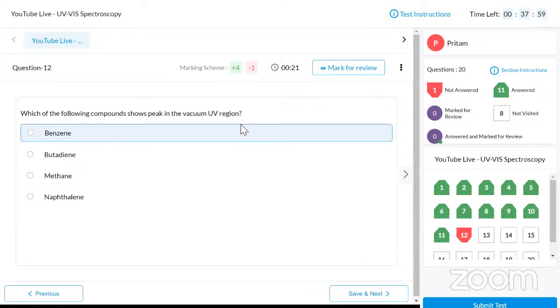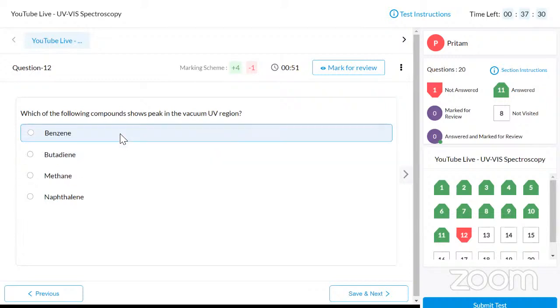Basically UV light has a range of 200 to 600 nanometer approximately. In the UV range, the vacuum region is 100 to 200 nanometer. So the vacuum region of the UV wavelength is 100 to 200 nanometer. The only substance which absorbs in the 100 to 200 nanometer range is methane.